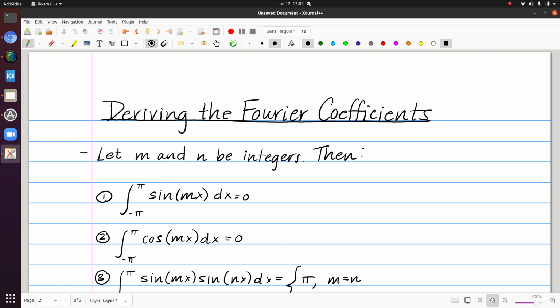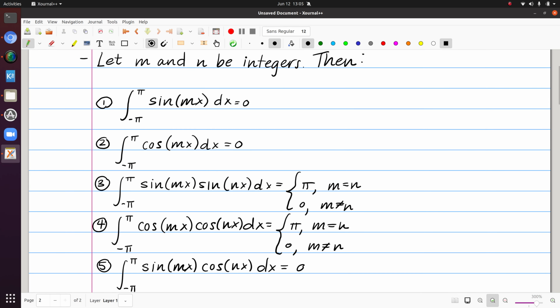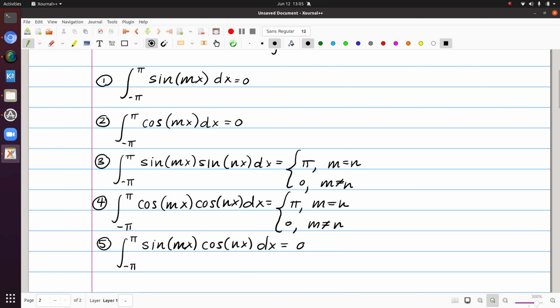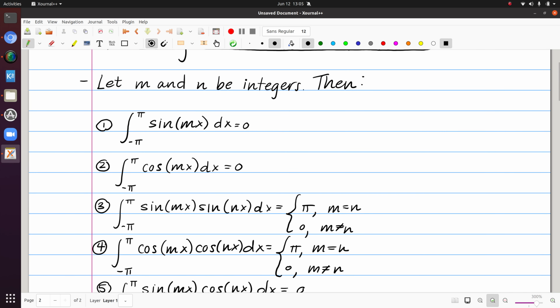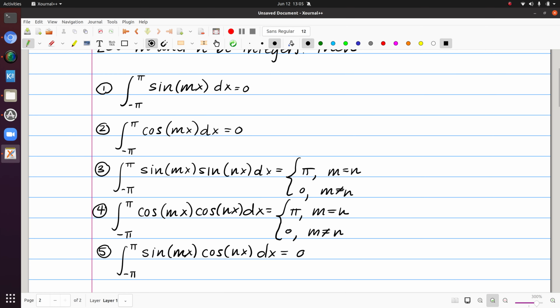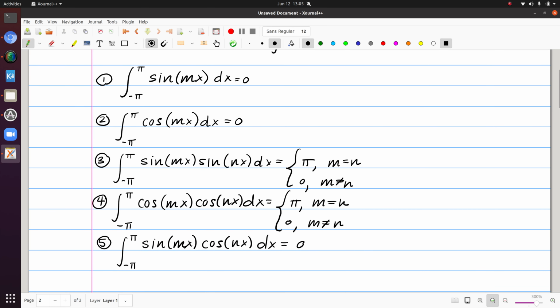Now I want to actually look at the Fourier coefficients and see where those integral formulas came from. One of the things that we'll use in our derivations is the 5 integrals we have here. So let's assume m and n are integers. Then we're going to use the fact that the integral of sine mx or cosine mx from minus pi to pi would give us 0.